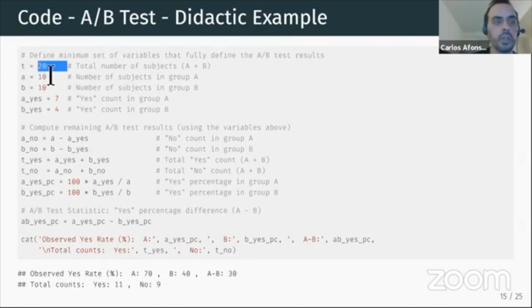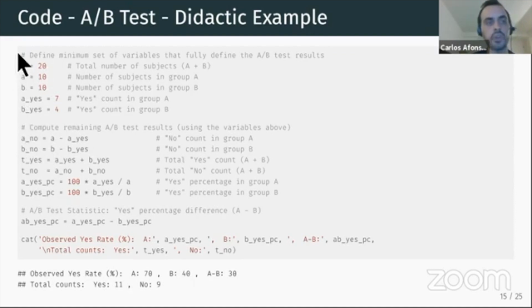We have a total number of 20 subjects. 10 of them go to group A, and 10 of them go to group B. And our A/B test result got us 7 yeses in group A and 4 yeses in group B. So here we're just assigning values to variables, so that then we can use them afterwards. Okay.